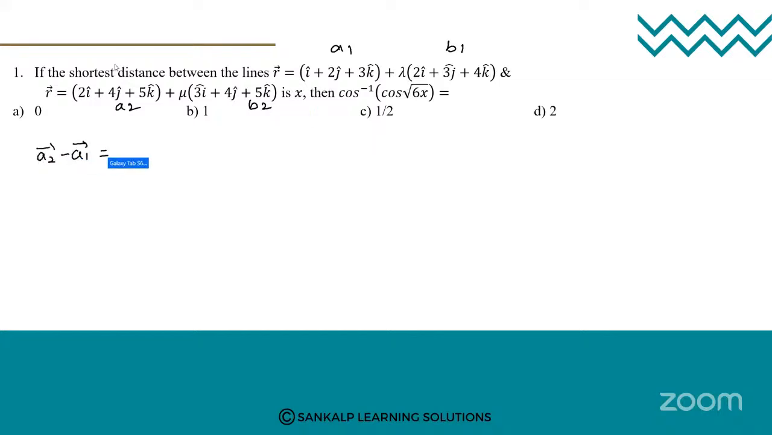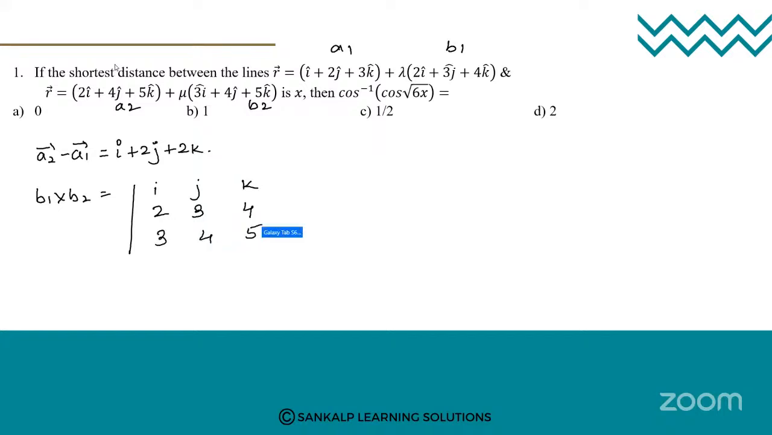A2 minus A1. How much is A2 minus A1? A2 is 2I minus I, that is I. 4J minus 2J, so that is 2J. 5K minus 3K, so that is 2K. Okay, next B1 cross B2. B1 cross B2, I, J, K. What is B1? 2, 3, 4. What is B2? 4, 5. Okay, start solving.